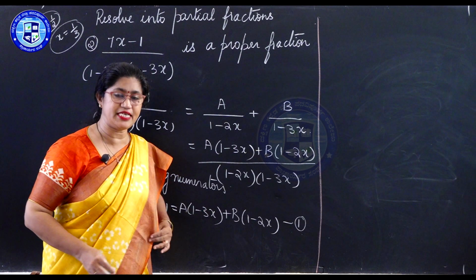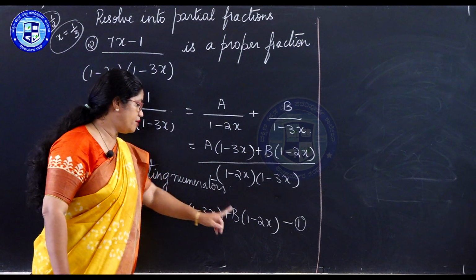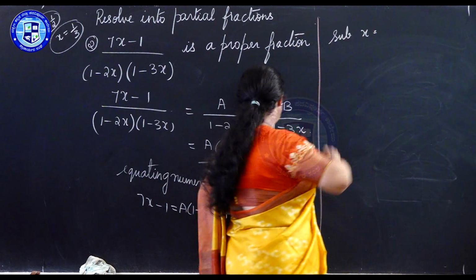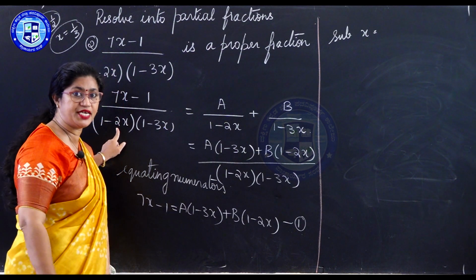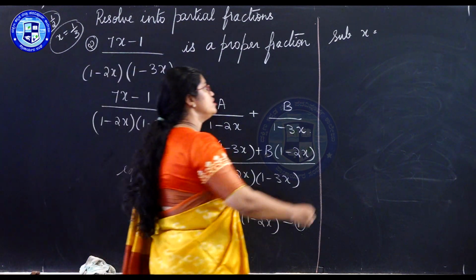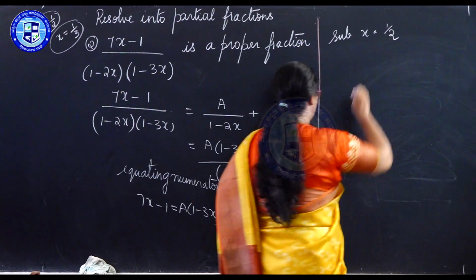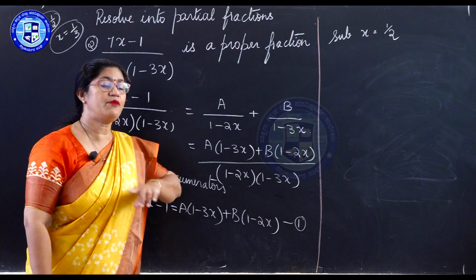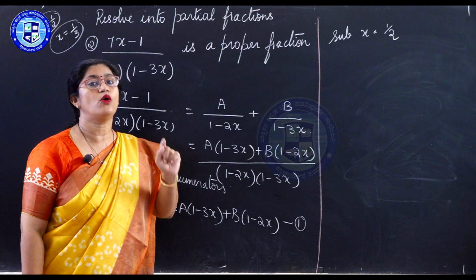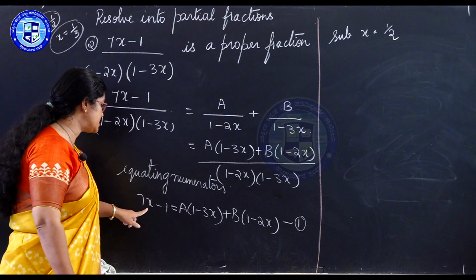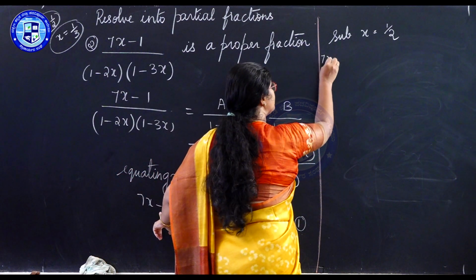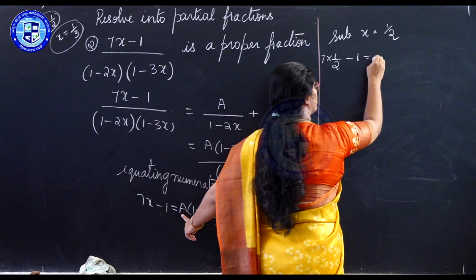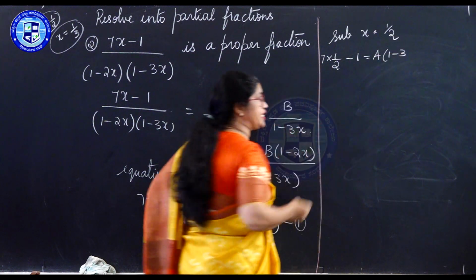Okay, now let us proceed. I need to find A and B, so I will substitute values for x. The first value that I am substituting is x is equal to half. When I substitute x is equal to half in equation 1, wherever there is x, replace all the x by 1 by 2. So here it is 7x minus 1. So 7 into 1 by 2 minus 1 equal to A into 1 minus 3.